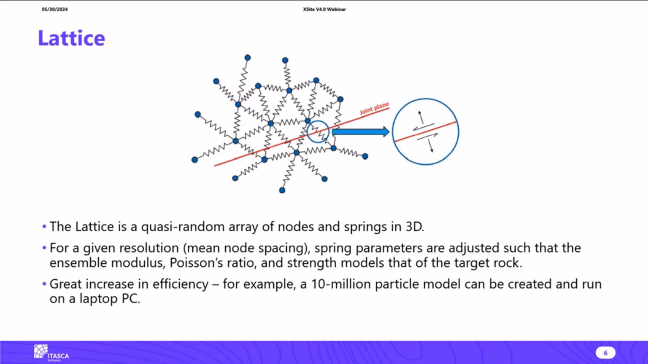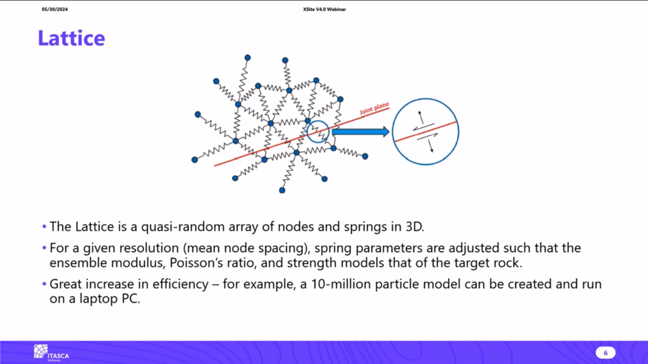So the question is, why do we use lattice? Why don't we use, for example, something which is equivalent to a particle flow code, or PFC, or some other approaches? One of the main reasons that we decided to use lattice in ExSite is greater computational efficiency.